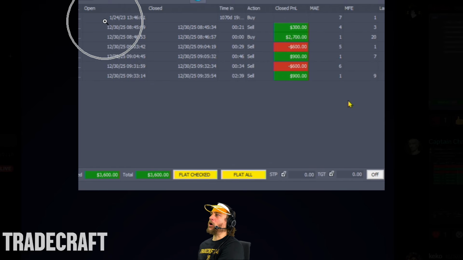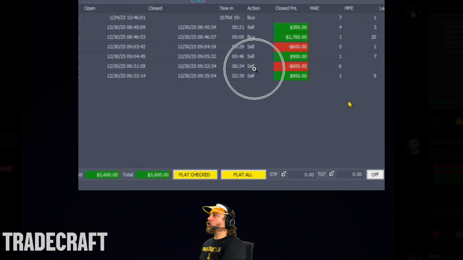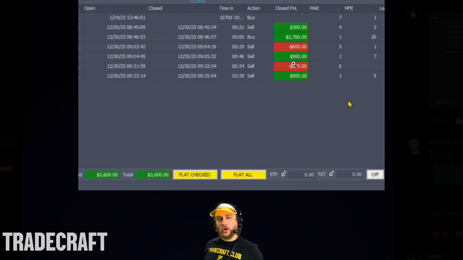So you have the open time right here. This is when the trade was opened and at what time. And this will be what time the trade was actually closed at, as well as the date. Then we have things like the trade duration. Now, not all platforms are going to give you things like this. This is telling us if it's a long or a short. This tells us the actual closed P&L.